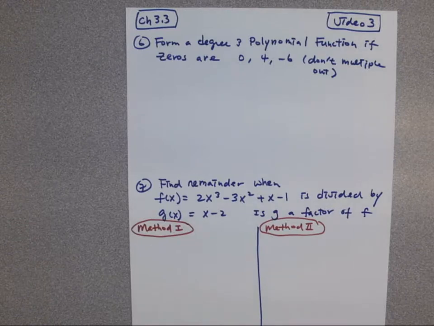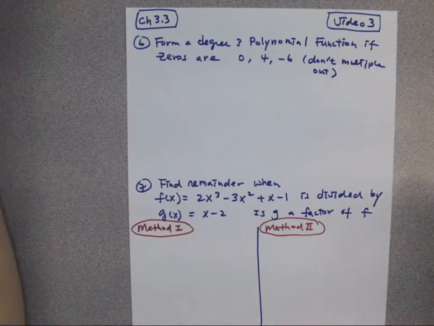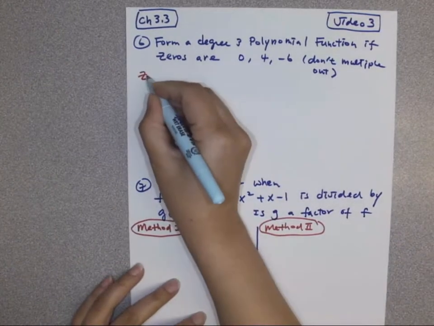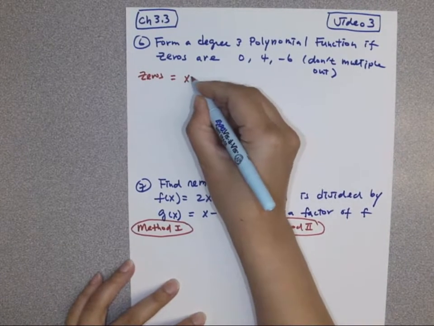Okay, this is video 3 and it's a review for chapter 3.3. So the first one asks you to form a degree 3 polynomial function, and they give you zeros at 0, 4, and -6. And they told you don't have to multiply it out. So hopefully you remember zeros are the same as x-intercepts.